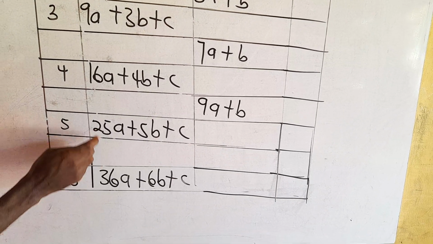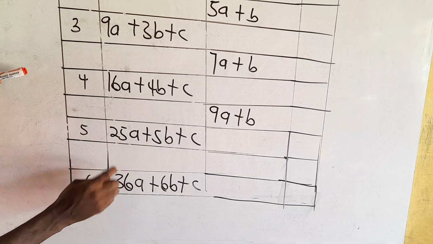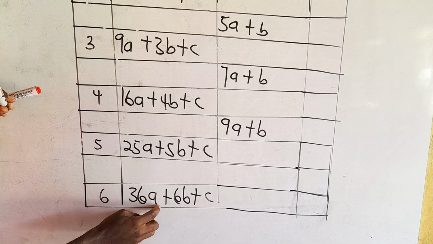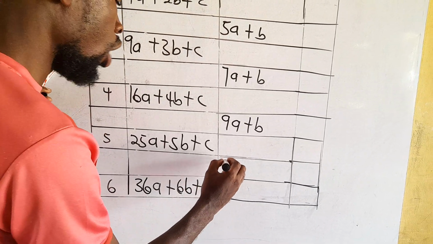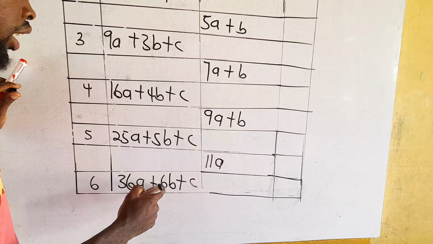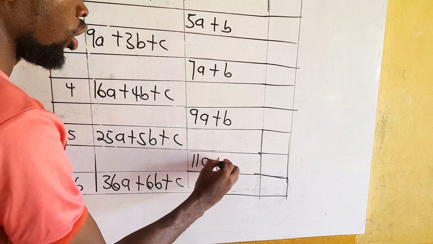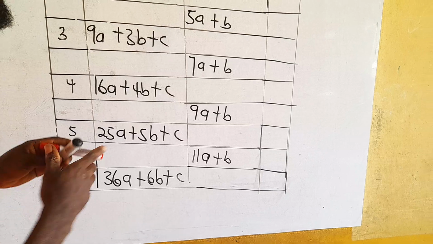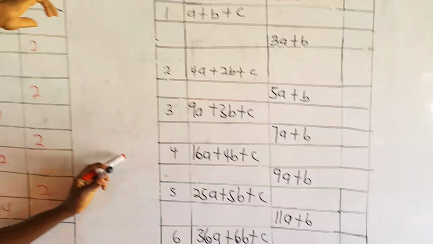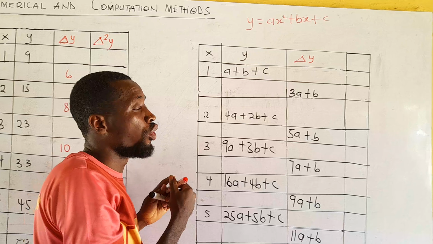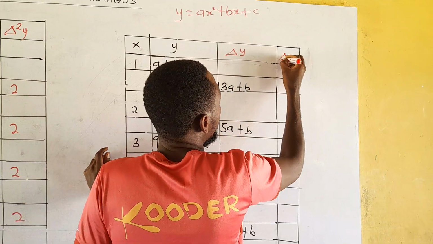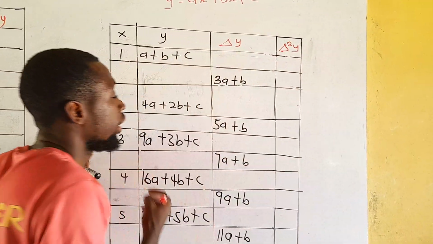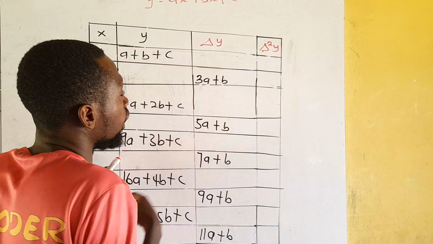Then we will do for this, the difference between this and this. We subtract the whole of this from the whole of that. 36a minus 25a, that will be 11a. Then 6b minus 5b, that will be b. Then c minus c again is 0. We'll go further. Since our polynomial is of second degree, we'll find the second difference. That's del square y.